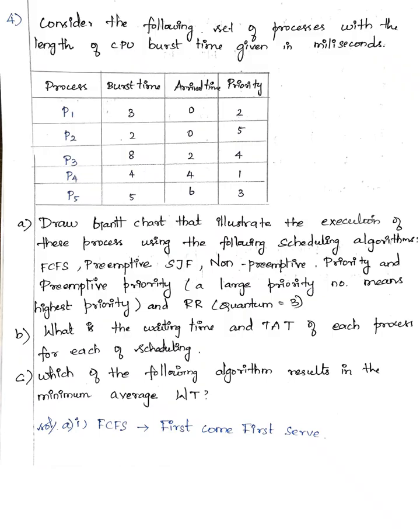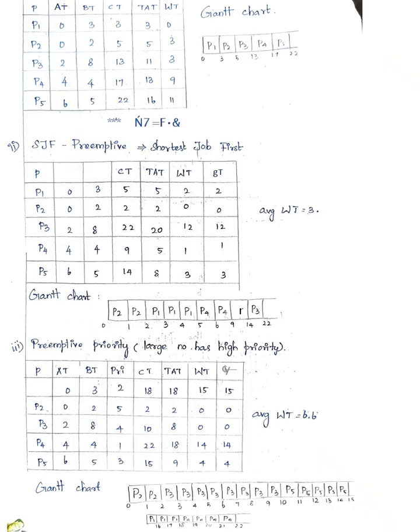First we will see what FCFS is. First come, first serve. This means that whoever comes first will get the priority. That means they will execute first. So, with the question, I have written process 1, process 2, process 3, process 4, process 5. The arrival time and burst time have been given in the question.